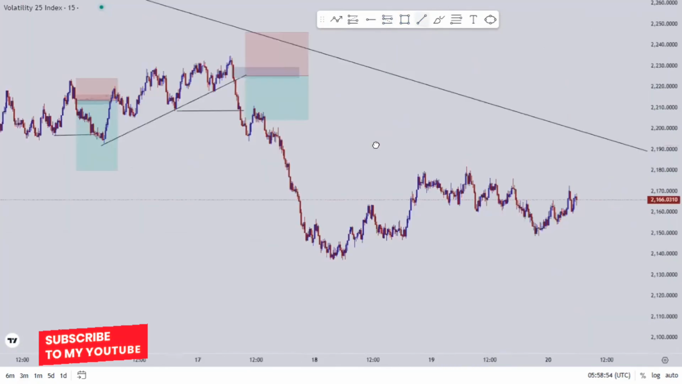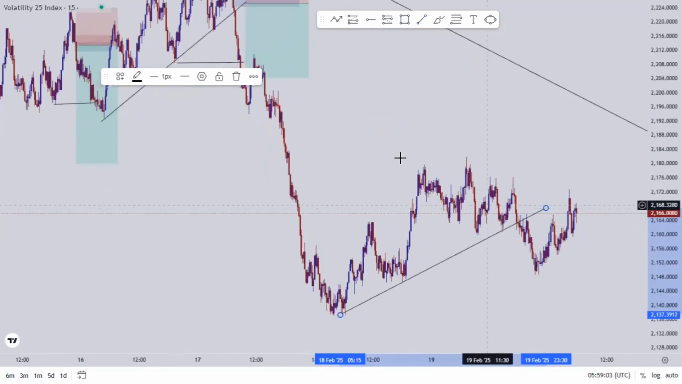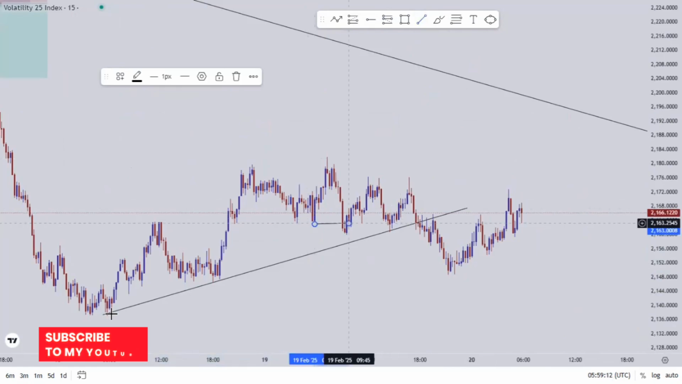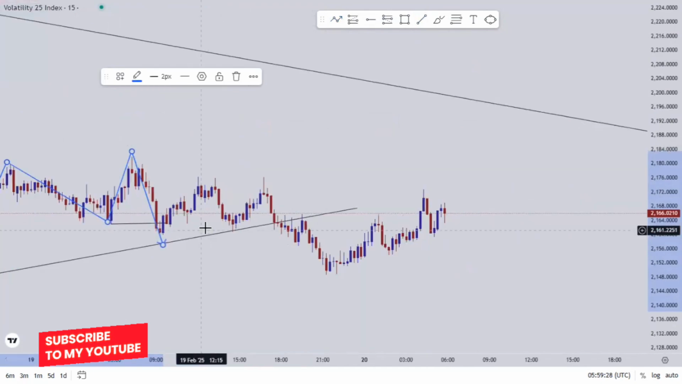Now, look at the current chart here. Is the trend line not broken exactly at this level? Where did the shift of market structure actually happen? It happened here. A low, a high, a higher high, then a shift. There's a shift of structure.